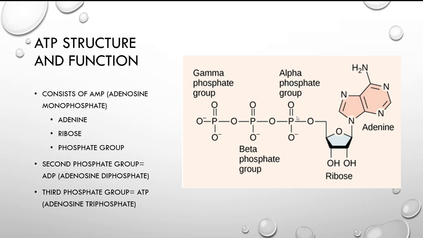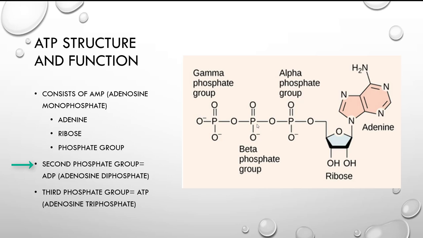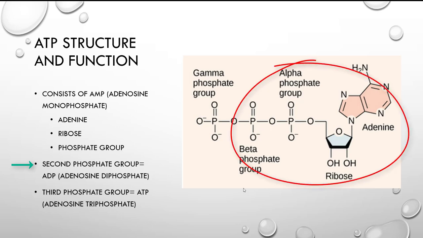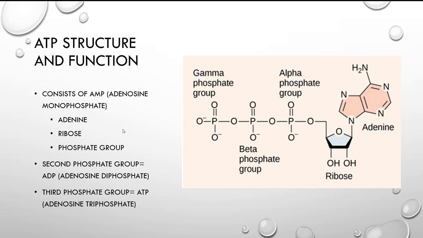And then if this was AMP, adenosine monophosphate, it would have one phosphate group. So that would be a nucleotide. And then if we add a second phosphate group, it's called adenosine diphosphate. If we have a third phosphate group, then it's adenosine triphosphate. So think, mono means 1, di means 2, and tri means 3. It's a little bit of Latin there, it's just how we refer to things.